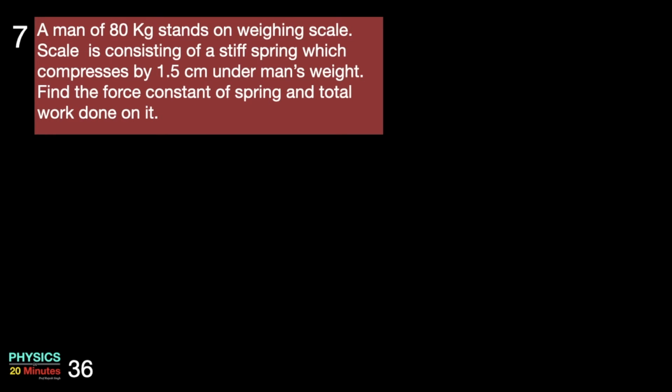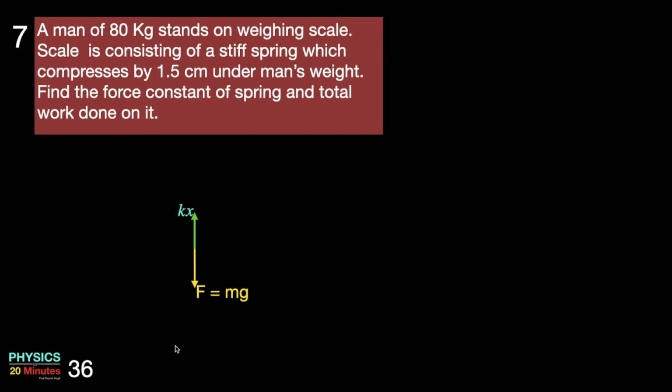A man of 80 kg stands on a weighing scale. The scale consists of a stiff spring which compresses by 1.5 centimeter under the man's weight. Find the force constant of the spring and the total work done on it. This is the principle by which spring balances and weighing machines work. There is a small spring, and when you stand on it, it compresses. By calculating the compression, you get the weight or mass. Let me quickly show you the solution.